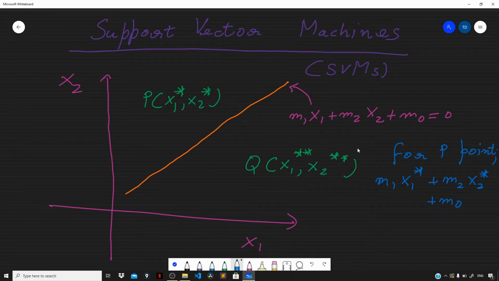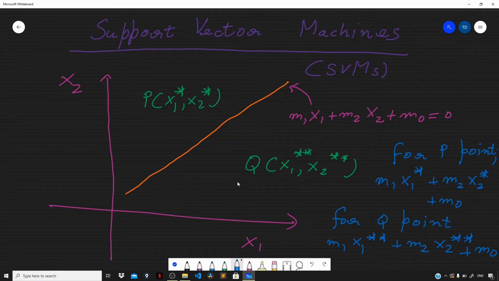So the value that we get after substituting these values of coordinates into this line equation will either be negative or positive, but definitely not 0. Now for Q point, we get m1 x1** plus m2 x2** plus m0. So the value that we get after substituting these 2 points in this equation will definitely not be 0 as well. So if this value is negative for Q point, then this value for P point should be positive, right?